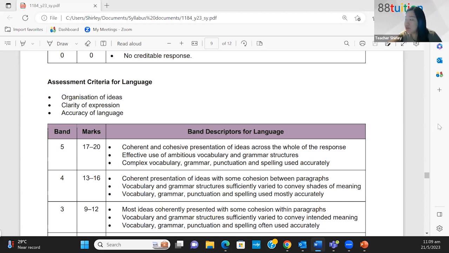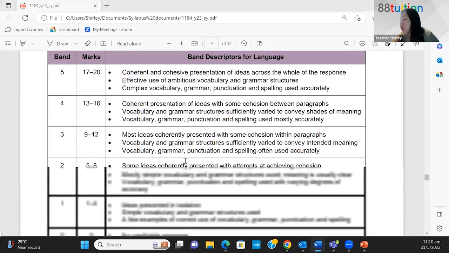Yeah. So in terms of presentation of ideas across the whole of the response, effective use of your ambitious vocabulary, right? Vocabulary has to be extensive. Grammar, of course, by now you're Sec 2, I think grammar shouldn't be that much of a problem anymore, right? Punctuation, spelling shouldn't be that much of a problem, but mainly you have to be using quite an array of ambitious vocabulary, and also to create a vivid imagery in your reader's mind. Okay, so that's something that's really important if you want to score a high band.